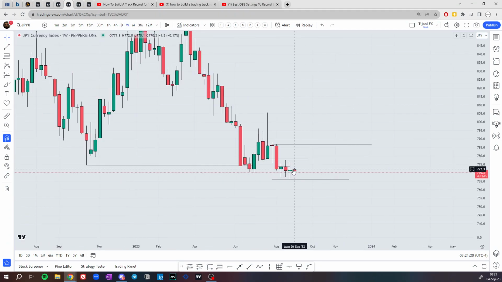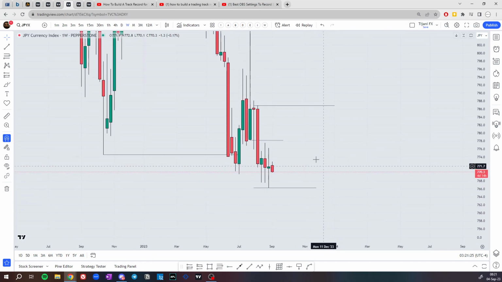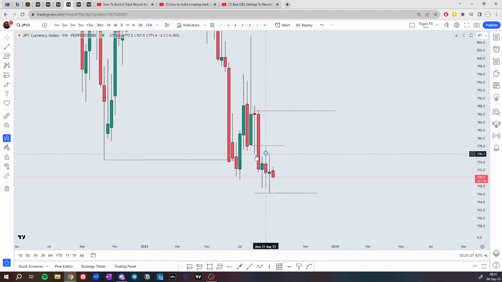On the weekly time frame, what we see, price has filled this fair value gap right here, this small fair value gap, like we see.